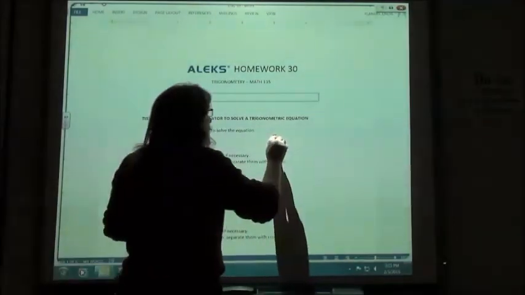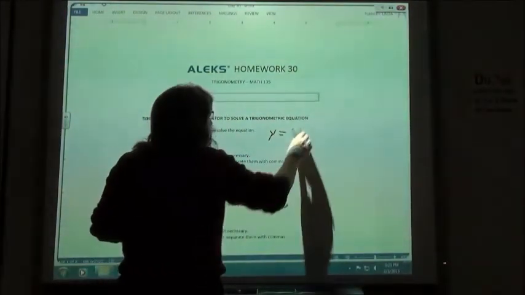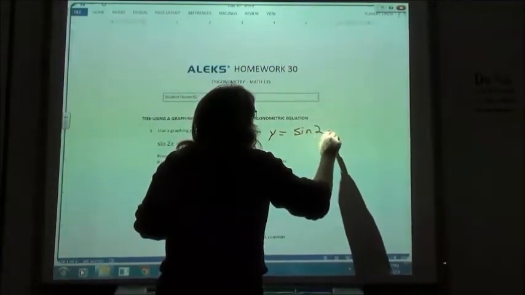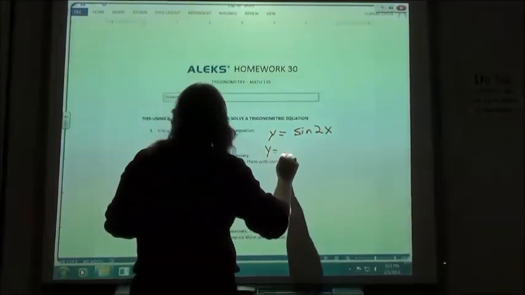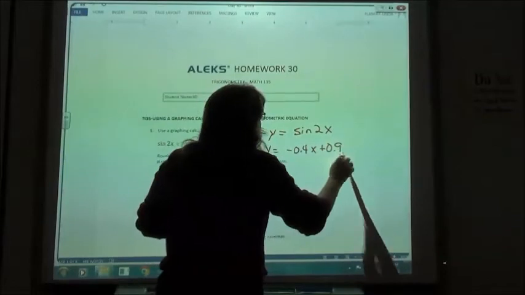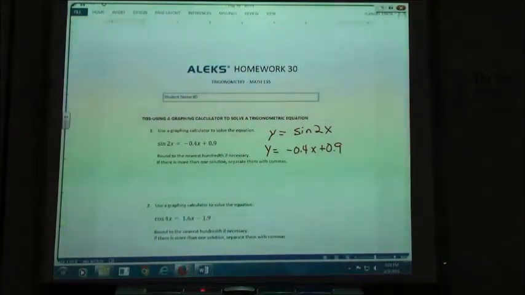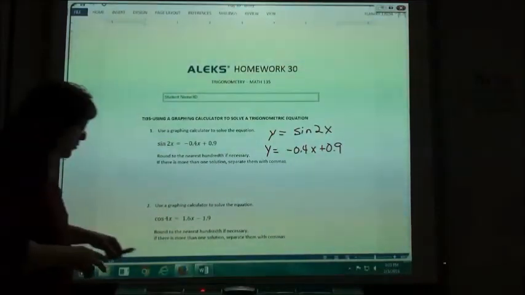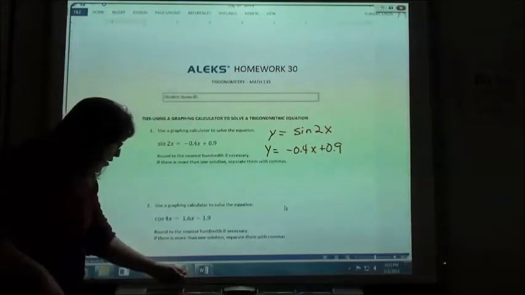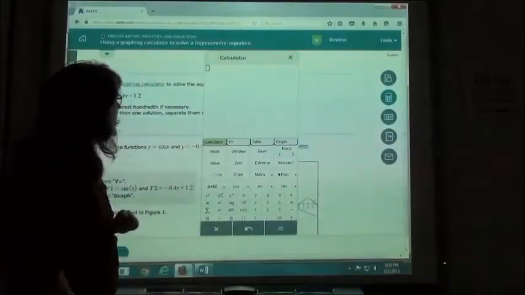So we're going to have one equation that says y equals sine of 2x. And then the other one, y equals negative 0.4x plus 0.9. So you can see how this works. I'm going to go over to the Alex calculator, and I'm going to grab my paper where I have those written down so I remember what my equations are. Here's the Alex graphing calculator.